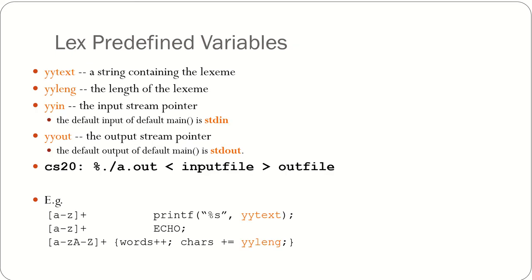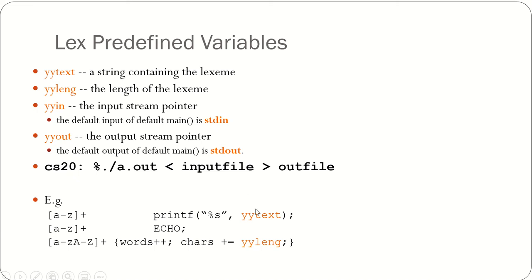There are Lex predefined variables which you can use like yytext, yyleng, yyin and yyout. yytext holds a string containing the lexeme. yyleng gives you the length of the lexeme. yyin points to the input stream. By default, it is pointing to standard input, but if you want to read input from a file, you can set yyin to a file pointer. yyout, if you want to write output into a file, you can set it to a file. Otherwise, by default, output will be written to standard output.